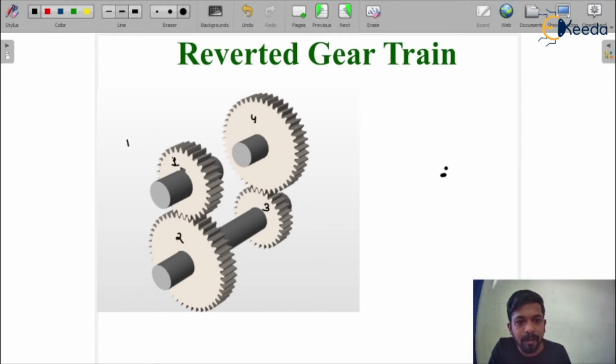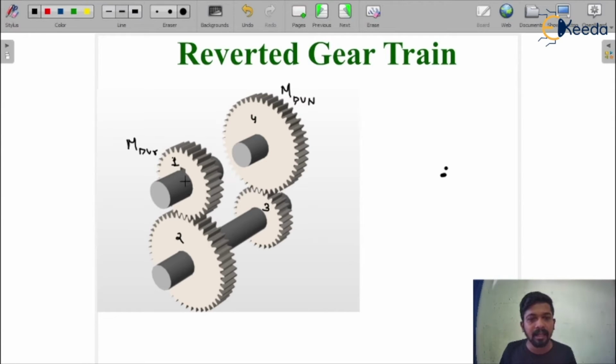So our main driver would be the first gear. Gears 2 and 3 are the intermediate or idler gears, and gear 4 is the main driven. If you want to transmit power from the main driver to the main driven, you have to use a reverted gear train. If the structure is like that, you cannot directly connect 1 and 4 because both have coaxial shafts. So we have to use a reverted gear train.